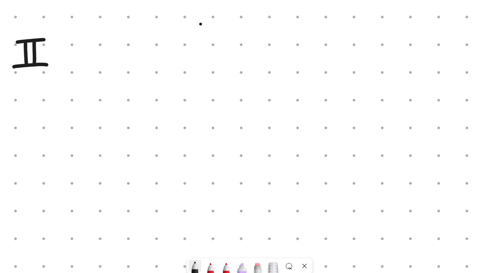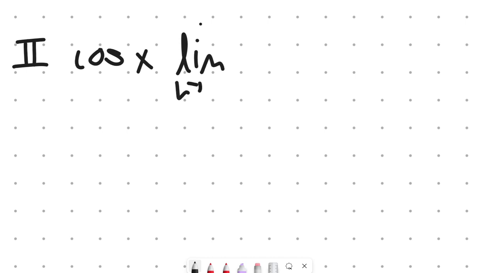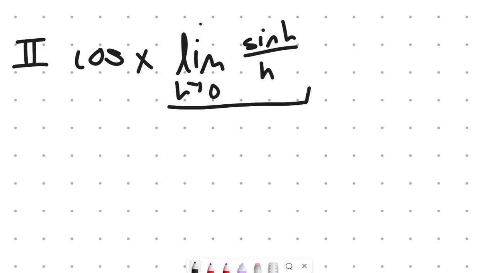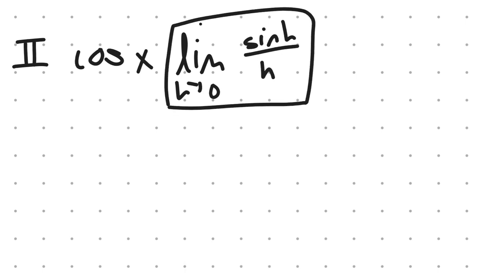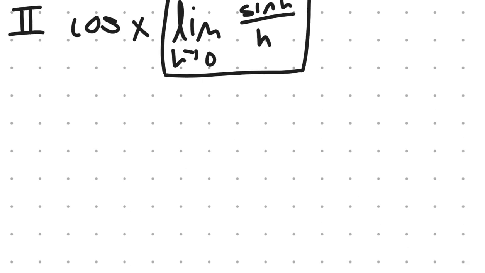Now we have the second Roman numeral, stating that we have the cosine of x times the limit as h approaches 0 of sine of h divided by h. So we're going to take this limit by using another method. Now what is the limit of this expression?